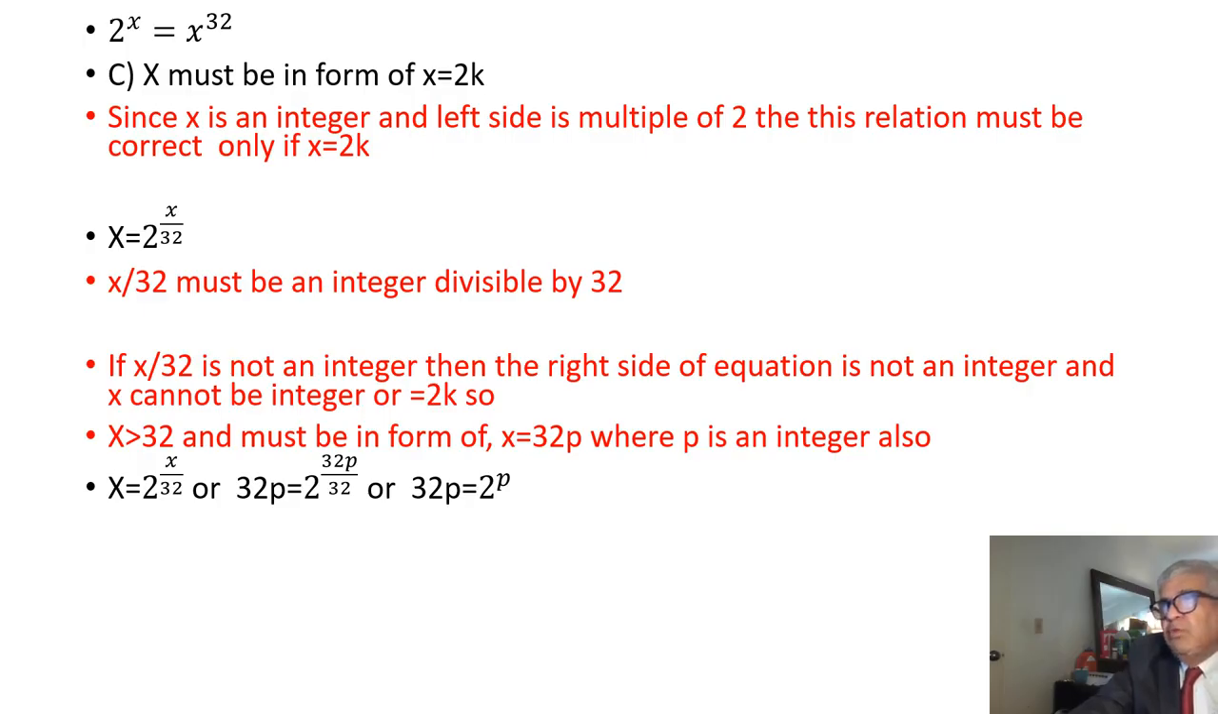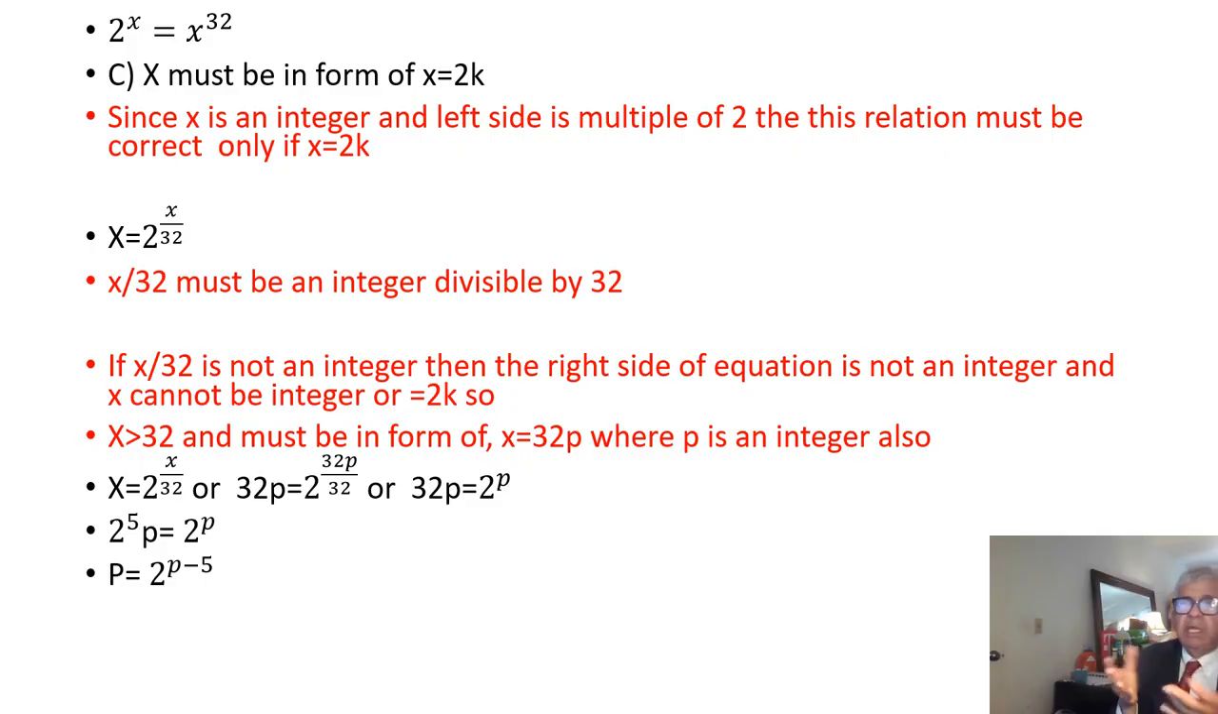If x is in the form of 32p, then 32 and 32 cancel out, and that means 32p would be 2 to the power of p. So from here, 32 is 2 to the 5, times p equals 2 to the p. If we divide both sides by 2 to the 5, we will get p equal to 2 to the p minus 5. And p has to be an integer.